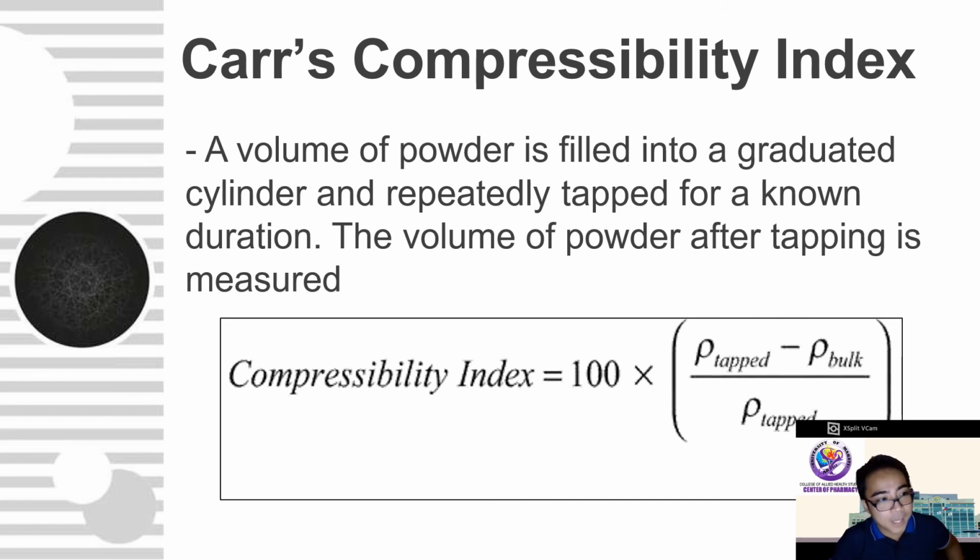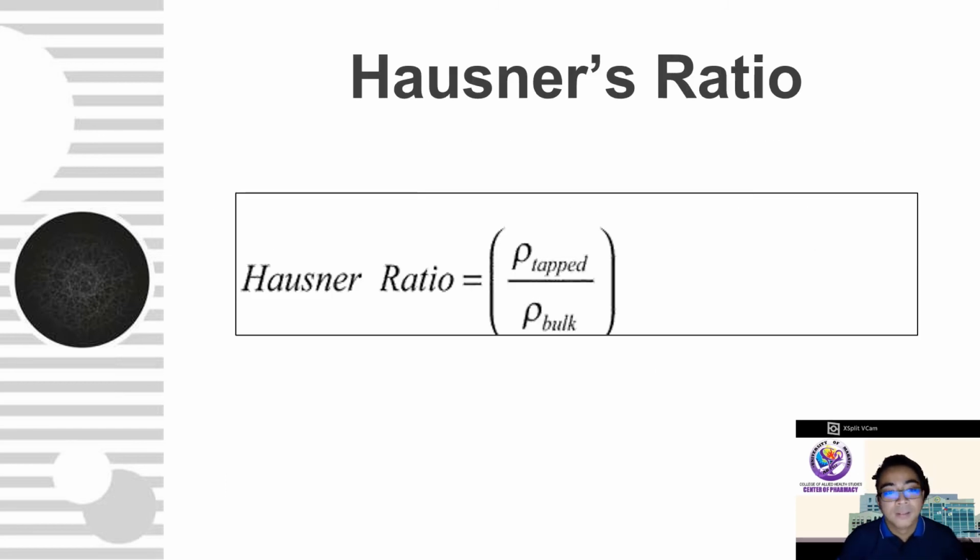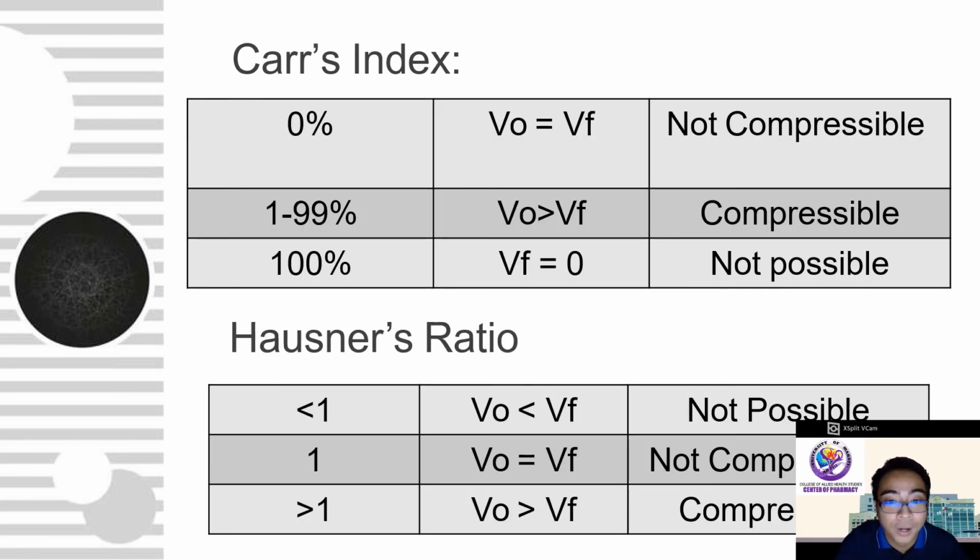And then after getting the individual densities, you get now the compressibility index. Okay, for the Carr's compressibility index, it's simply 100 multiplied to your tap density or your true density minus your bulk density divided by the true density. Hausner ratio is a lot simpler as compared to a Carr's compressibility index in terms of formula. But technically, they just get the same interpretation. Okay, how good is the compressibility? How well can you compress the powder?